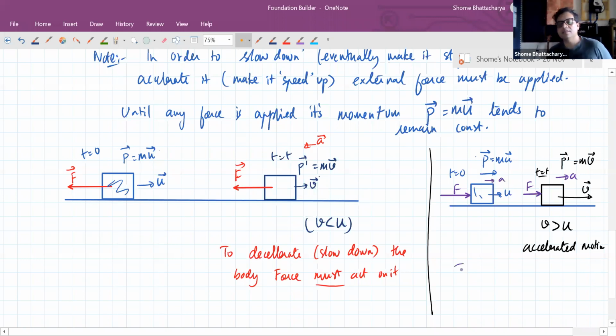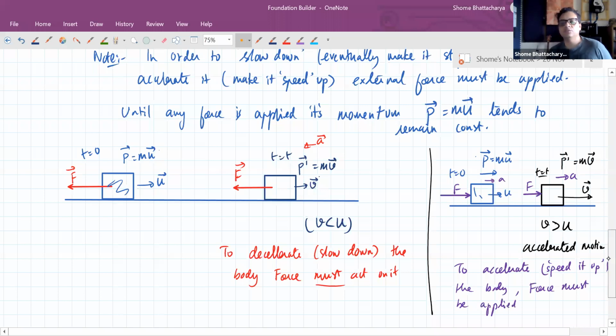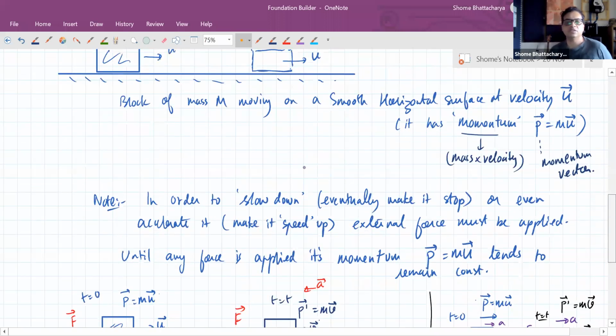So to accelerate the body, to speed it up, we want to increase its speed. Again, force must be applied. In the absence of force, what will happen? In the absence of any force, the situation which we have shown in the first diagram will happen.